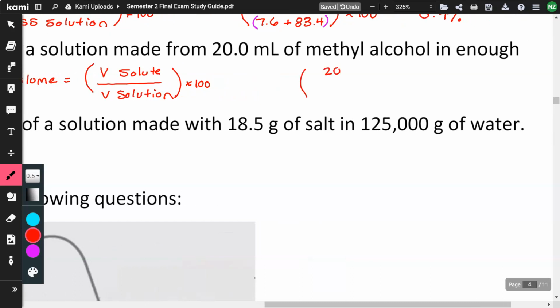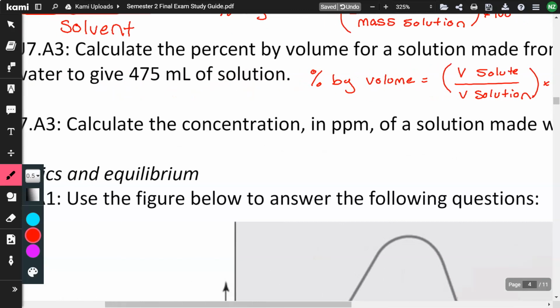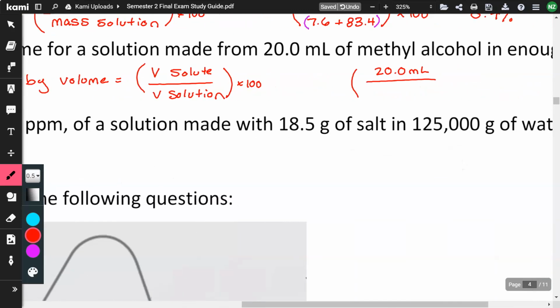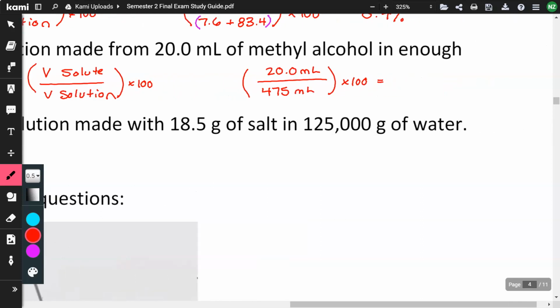So 20 milliliters of methyl alcohol, that's your solute. And then your solution is 475 milliliters. And then we multiply that by 100. So that would be 4.21%. So anytime it's asking you for percent by volume or percent by mass, it's always the mass or the volume of the part over the whole. The solution is the whole thing.